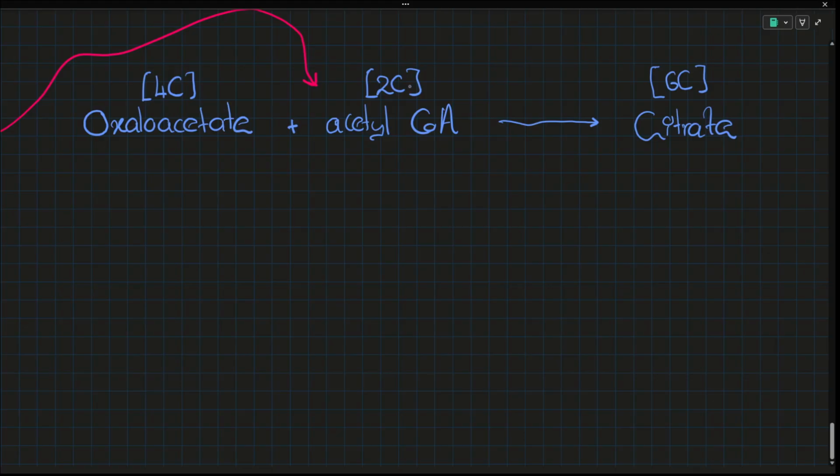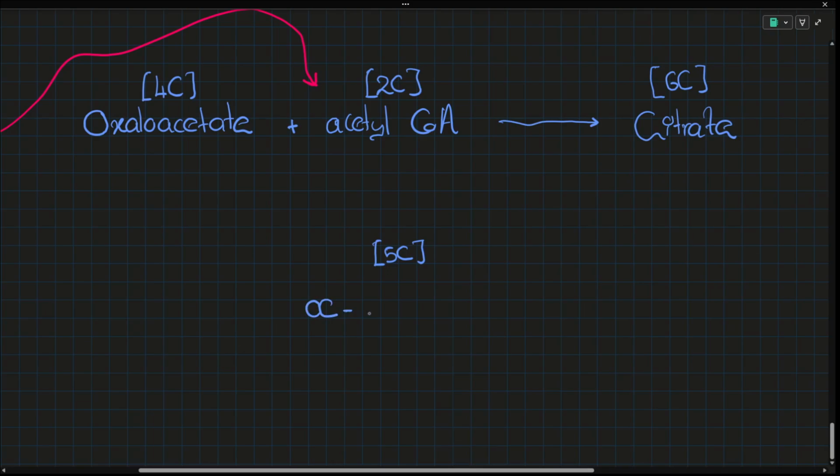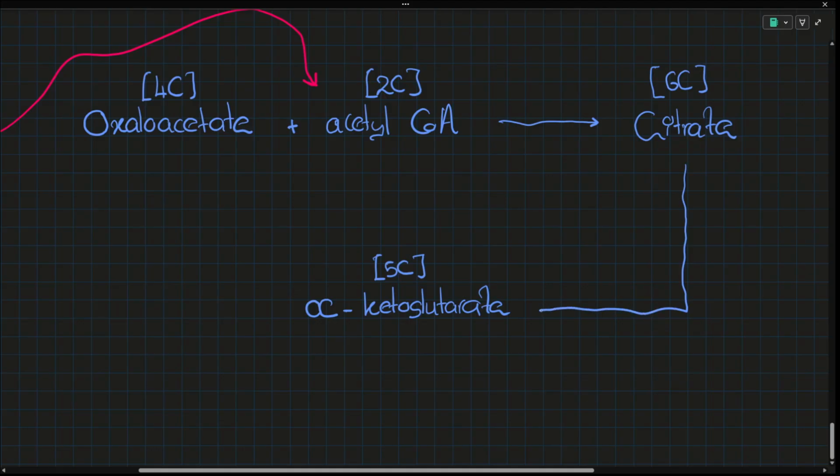Now here, 4, 2, 6. Now we're actually going to produce a 5 carbon compound, and this 5 carbon compound has an interesting name. This 5 carbon compound is actually known as alpha ketoglutarate. Now, full disclosure, your syllabus doesn't really want you to know this. You don't have to know that the name of this 5 carbon intermediate is alpha ketoglutarate. But without knowing it, this Krebs cycle is going to be more confusing. Hence why I have included this in all my teaching so far.